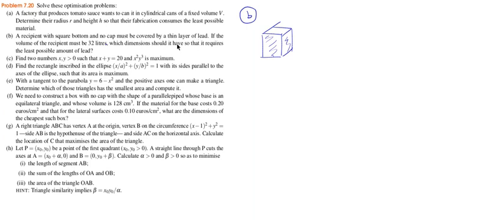If the volume of the recipient must be 32 liters, so V is 32 L, which dimension should it have so that it requires the least possible amount of lead? So again, this is the same thing, right? So the area, well, the volume is, if we call this a square.